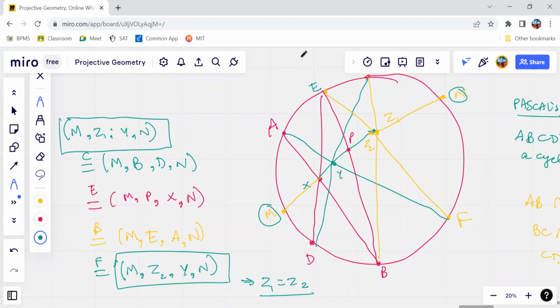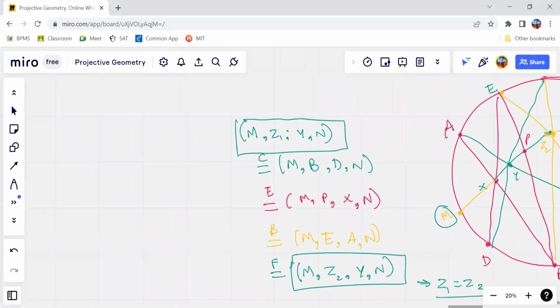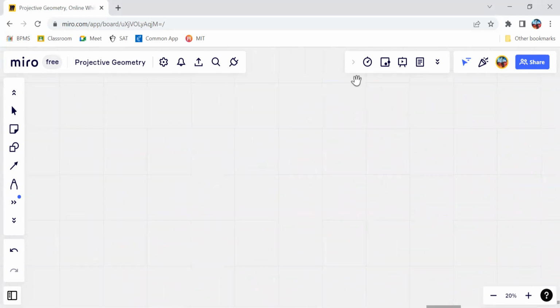And therefore this implies that Z1 is equal to Z2. Yeah, and that is it, to prove Pascal's theorem. Does everyone get the proof? Okay, I'll assume you're doing that.